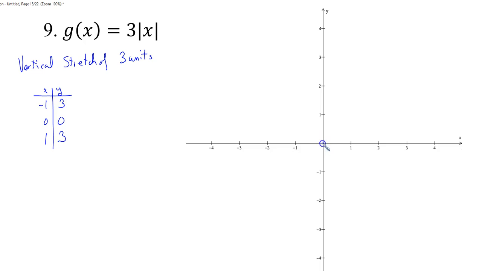So this is where it doesn't move. My turning point is still at 0, 0. But rather than having a point at 1, 1, it's going to be all the way up here at 1, 3. And here it's going to be at -1, 3. So you notice how this graph is a little bit skinnier, a little bit narrower than the one that we did earlier where we had that absolute value. Let's do this a little bit better. So a little skinnier here, a little skinnier here. So it's kind of a narrower graph there, right?